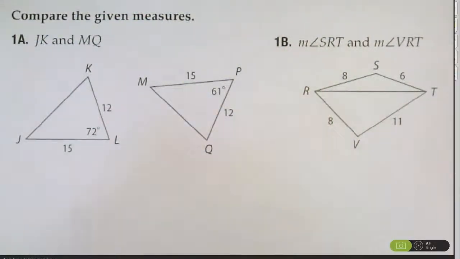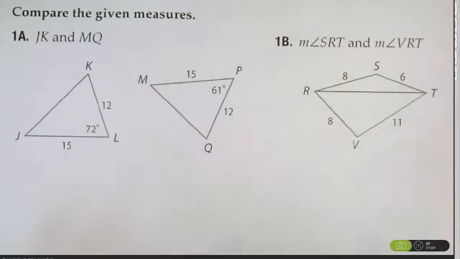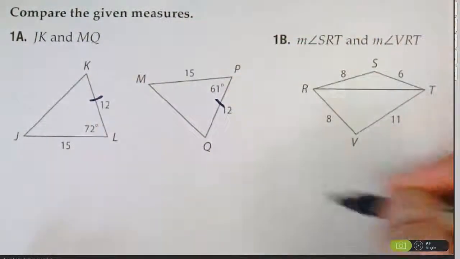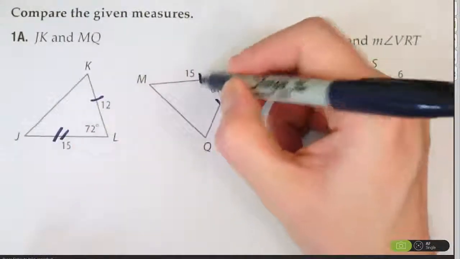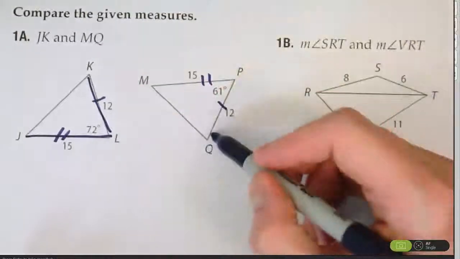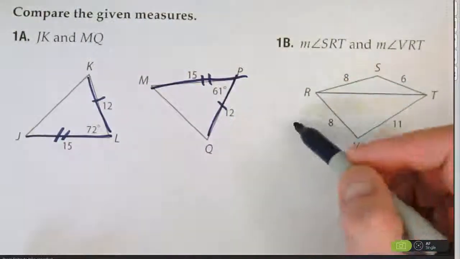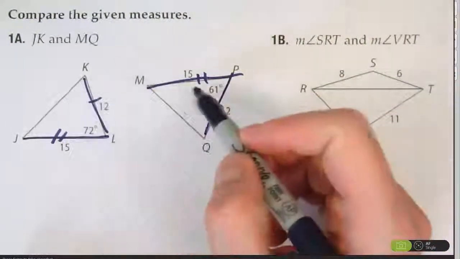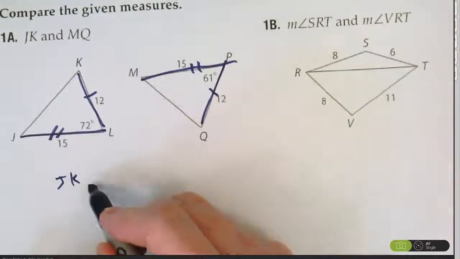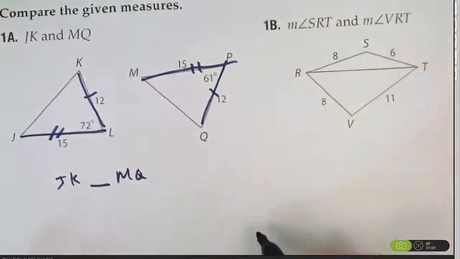Now what I have to do first is establish through the hinge theorem that I have two pairs of congruent sides, which I do. KL is congruent to PQ, JL is congruent to PM. These two sides meet together to make this angle. Once I do that, the question is, what am I comparing? Am I comparing a side length or an angle? I'm comparing sides. I'm comparing JK to MQ.